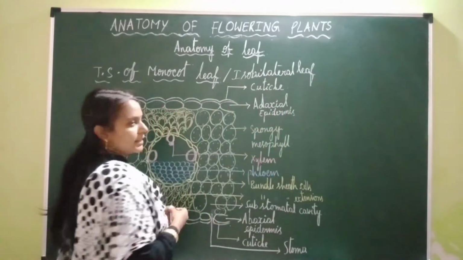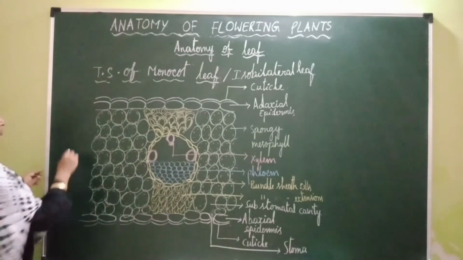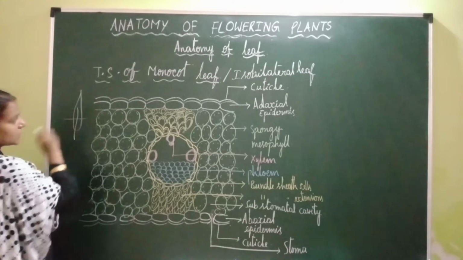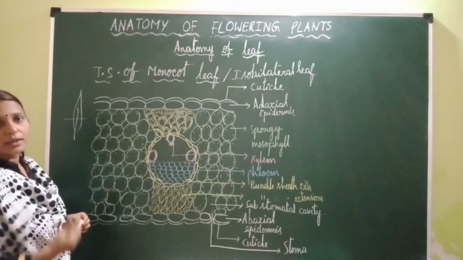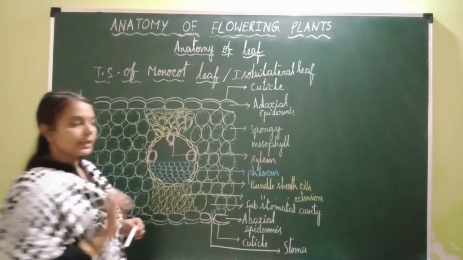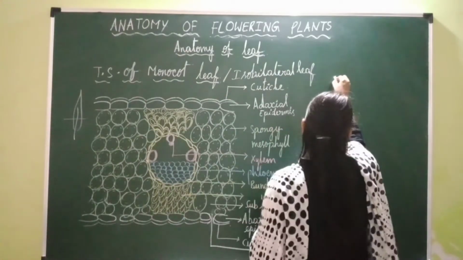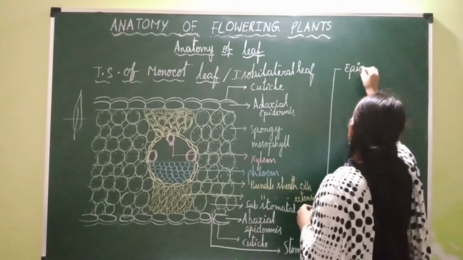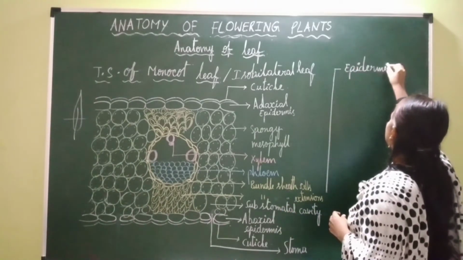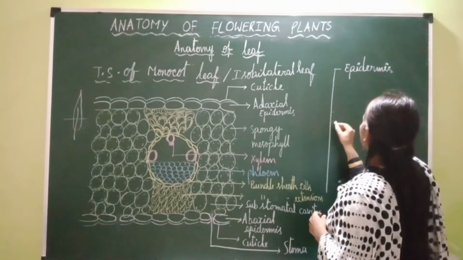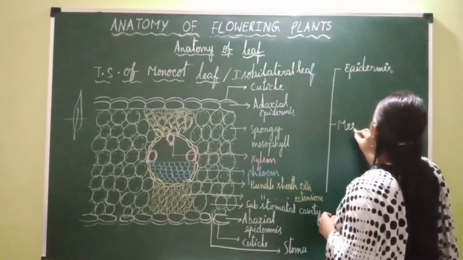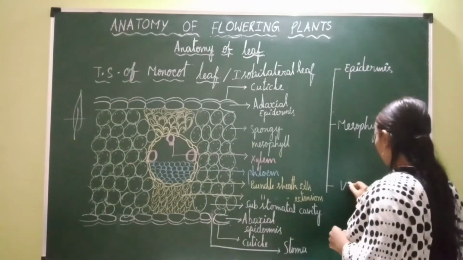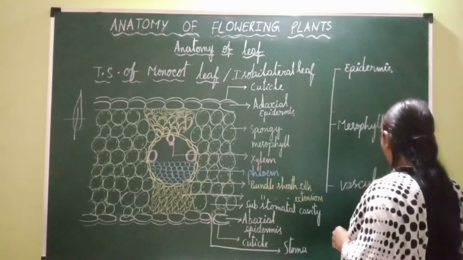Right. When we take the transverse section of a monocot leaf, generally it is oriented vertically, right? So when we observe it under the microscope, we can see three types of tissues present in it. They are epidermis, then mesophyll, and vascular system. Okay, let's start with epidermis.